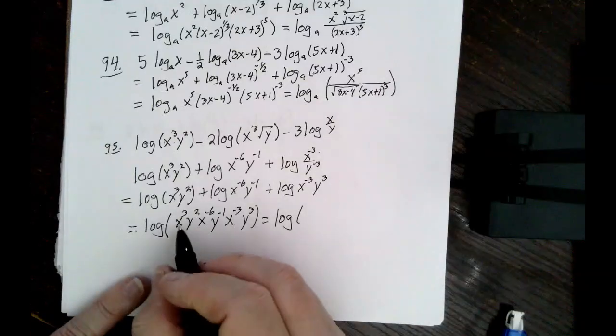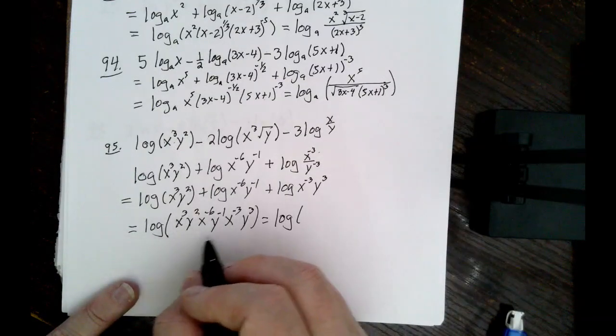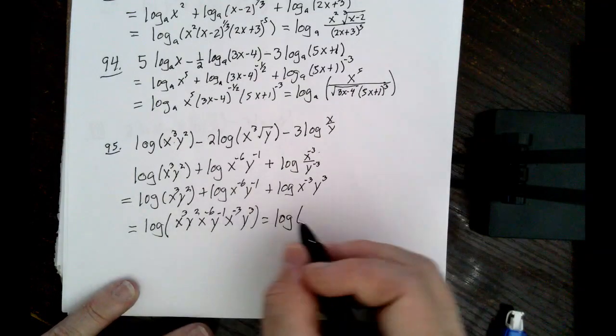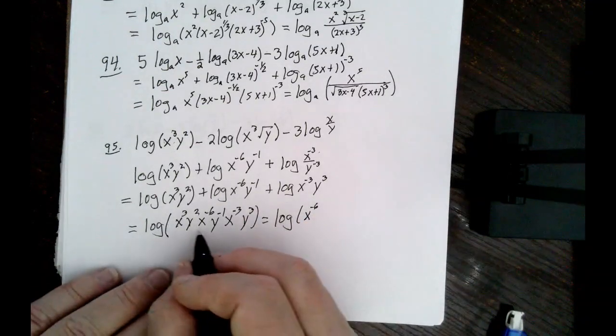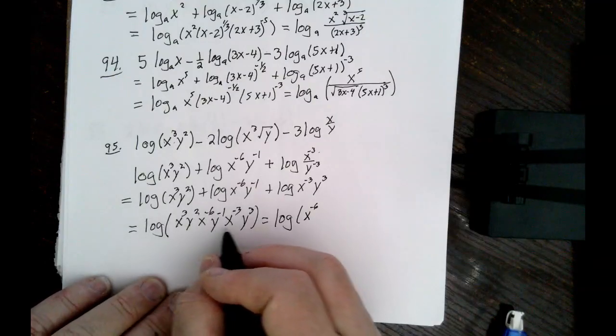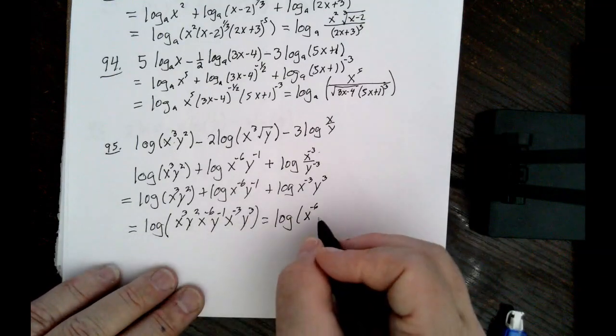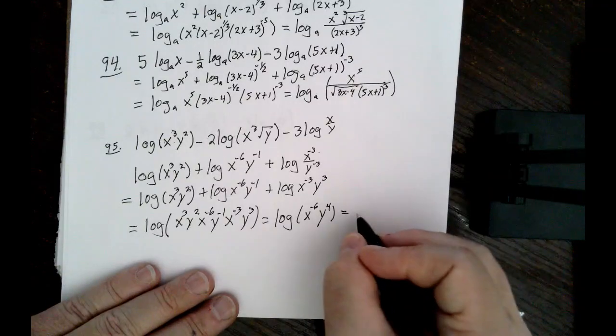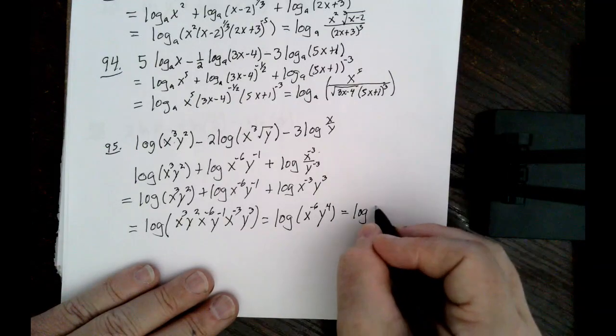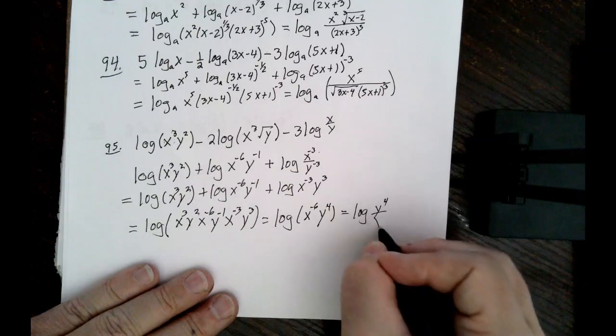So you got exponents for x of 3, minus 6, and minus 3. That gives you x to the negative 6. Okay, for y's you get 2, minus 1, and 3, so that's 4. And so to clean that up, you just cross the fraction bar with that x to the negative 6, making it positive.